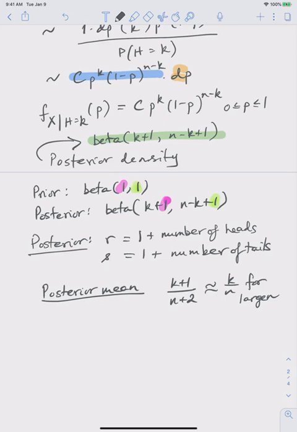And so you see that initially your prior distribution had its mean at a half. So you had no information and you said, okay, I expect this P to be a half. But now you have tossed coins, you have gotten data, and now your posterior mean is getting pretty close to the actual observed proportion of heads if your sample size is large.